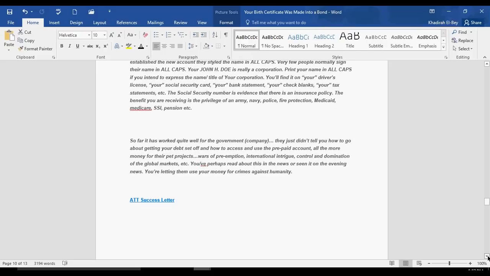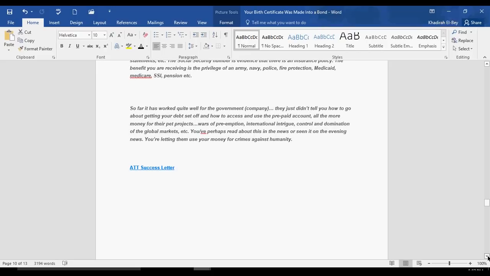So far, that is working quite well for the government corporation or company, that you don't tell them how to go about getting debt set off and how to access and use the prepaid account, so they get more money for their pet projects, wars on preemption, international integrity, control and dominance of the global market, etc. You perhaps read all about this in the news or saw that it is even news. You're letting them use your money for crimes against humanity.